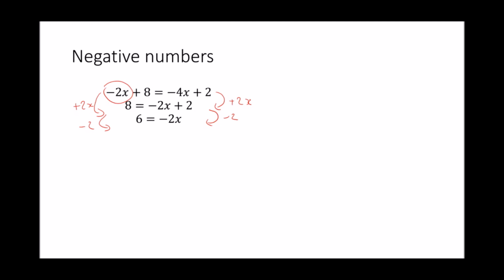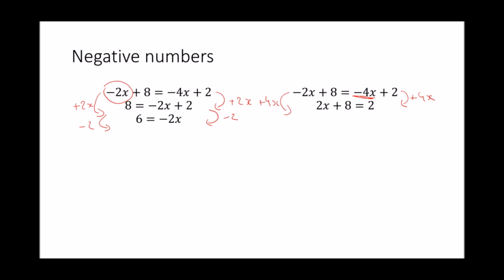We want to do the first step differently. Because what we want to do is remove the lowest amount of x. And minus 4x is more negative, so lower than minus 2x. So that's the one we're going to remove. So for this step, we're actually not going to do plus 2x, we're going to do plus 4x.